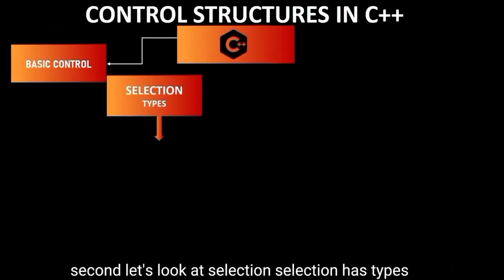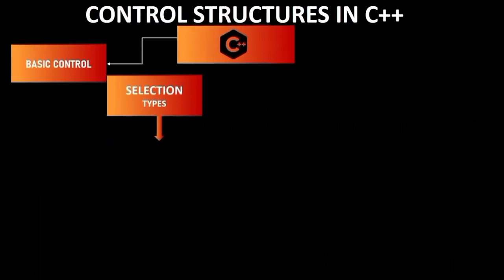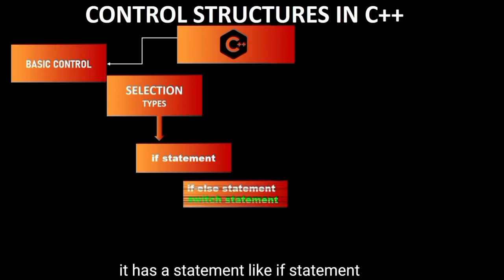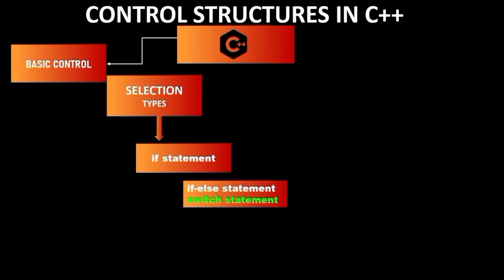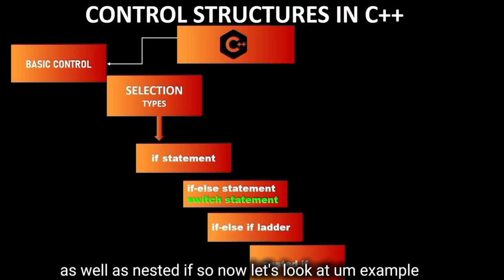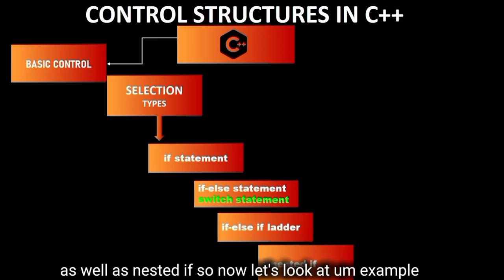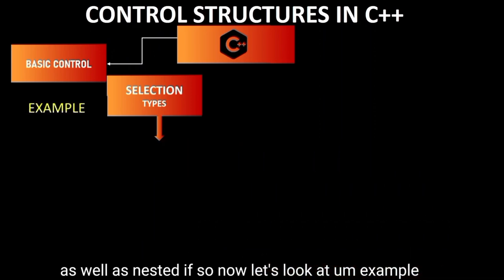Second, let's look at selection. Selection has types. It has statements like the if statement, if else statement, switch statement, if else if ladder, as well as nested if. So now let's look at an example.